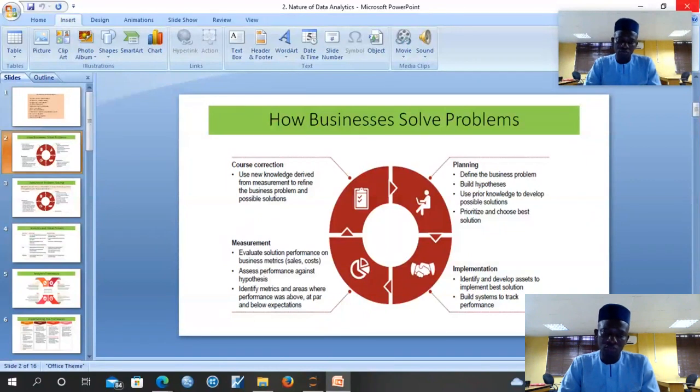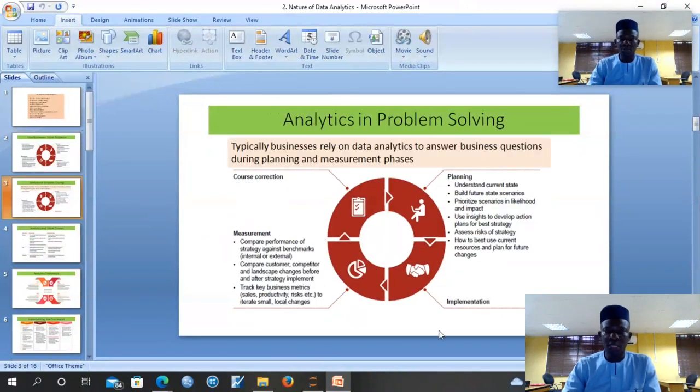And on the measurement, you will need to get performance metrics that are relevant. You need to set a standard. You will know whether it is above or below. So typically businesses rely on data analytics to answer business questions during the planning and the measurement phase.